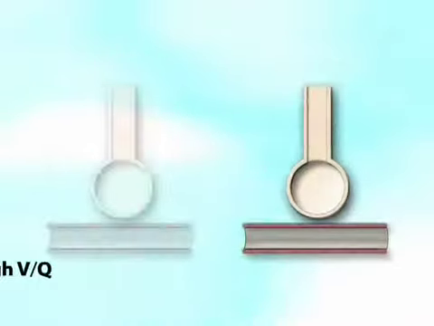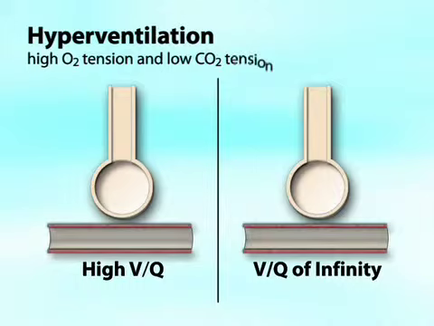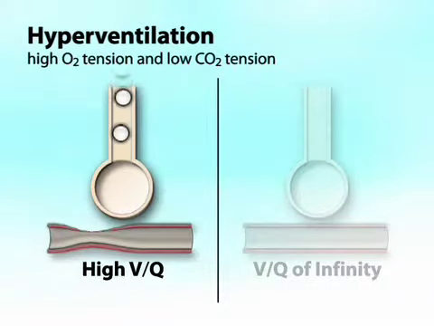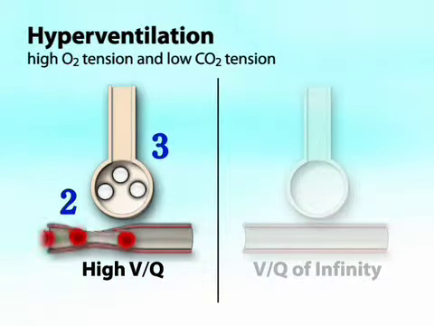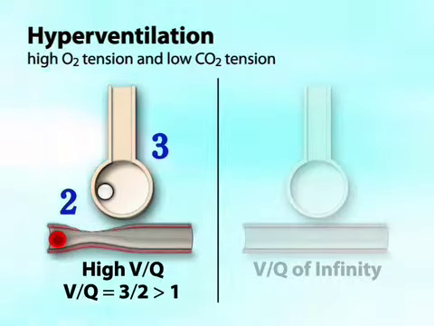In contrast, high VQ or VQ ratio of infinity are states of hyperventilation, wherein there is high oxygen tension and low carbon dioxide tension. In a high VQ, the RU receives inappropriately low perfusion relative to its ventilation, just like when an RU receives 3 LPM of ventilation and 2 LPM of perfusion. Then, the VQ ratio is 3/2 or greater than 1. In this case, the excess volume of air will not be able to have any gas exchange.